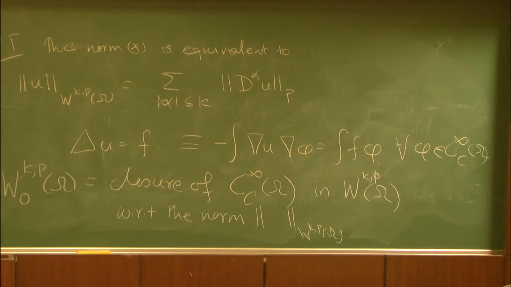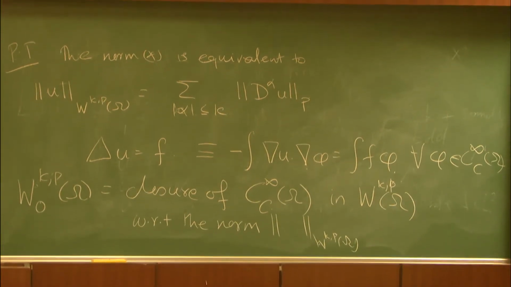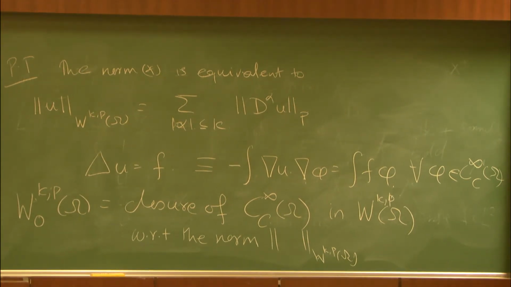W k,p of omega. What we now see is that all these functions, because they are C infinity functions with compact support, are going to vanish near the boundary of omega. Your omega is an open set, and if you are taking a C infinity function with compact support, then it is going to vanish on the boundary of omega, and in that sense we are expecting that the limit points of these functions will be vanishing on the boundary of omega in some sense.